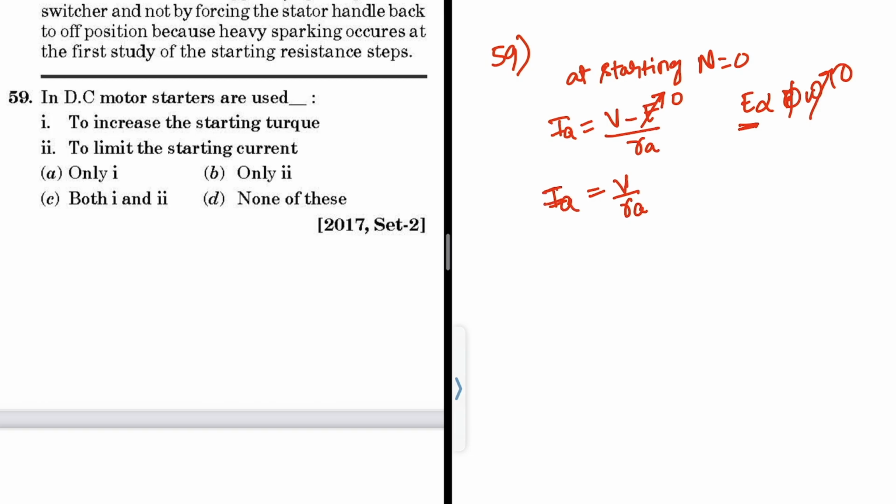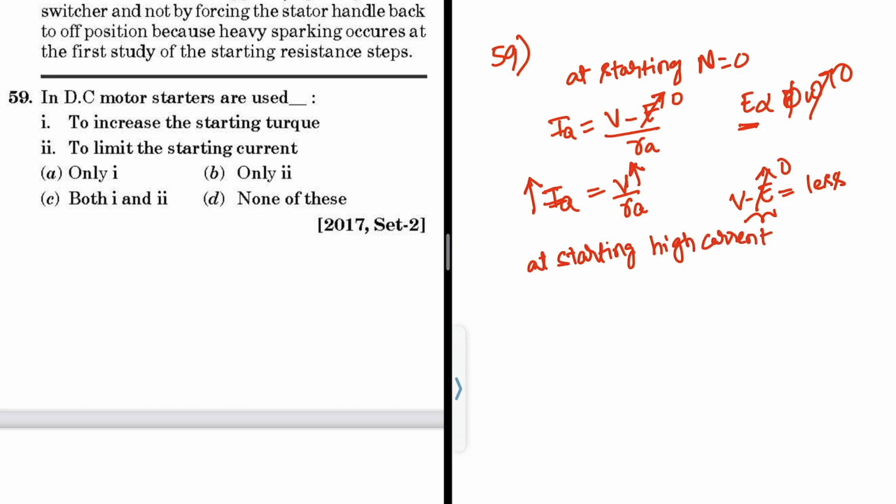Actually, the V minus E drop is normally less, because V minus E denotes the drop. But if E is 0, this term will be high. So the armature current will be high. At starting, there will be high current.